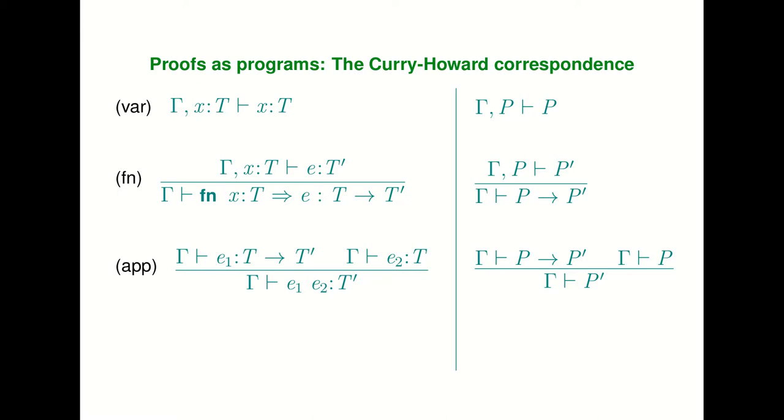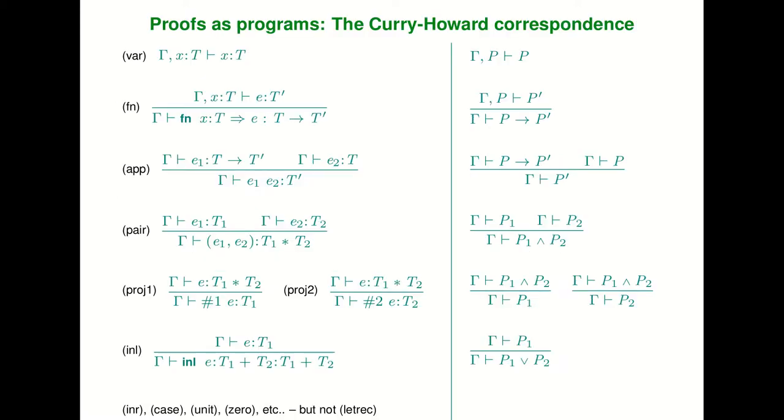If you want to prove that P implies P', what do you do? You assume P, and then you show that P' holds. And how do you show that a lambda abstraction, fn x => e, has the type T → T'? You assume that the variable has the type T, and you show that the body has the type T'. And how do you use an implication? If you know that P implies P', and you also know that P holds, then you can conclude that P' holds. So for function application, if e1 has the type T → T', a function from T to T', and e2 has the type T, then the application e1 e2 has the type T'.